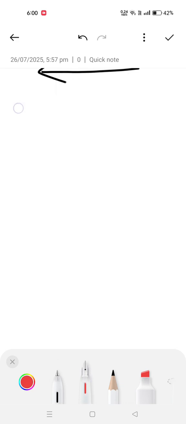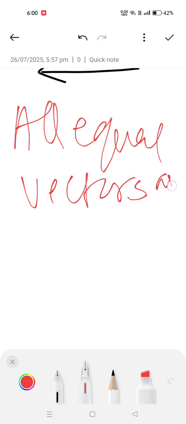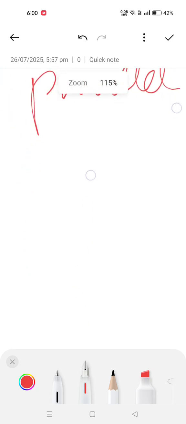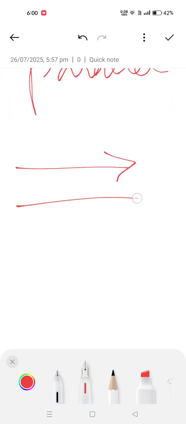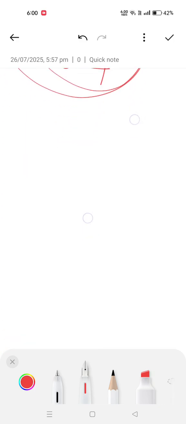Now, an important point to note: all equal vectors are parallel vectors, but all parallel vectors are not equal. Supposedly this is a parallel vector, so this is also, this is an equal vector, so obviously this is parallel to each other, but this is also a parallel vector, but this is not equal to this vector.